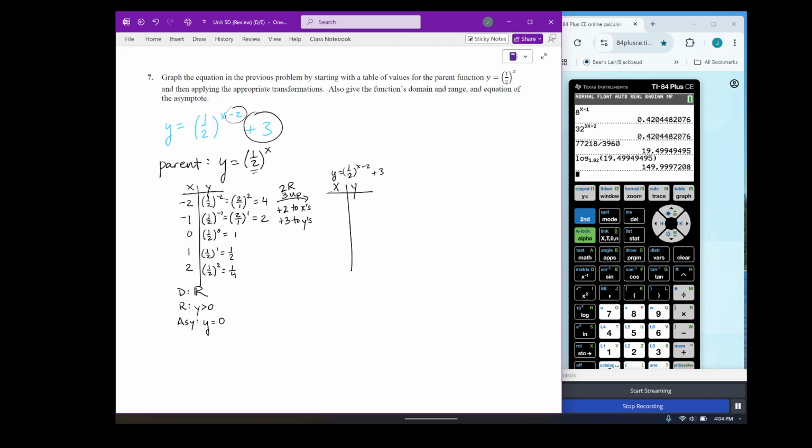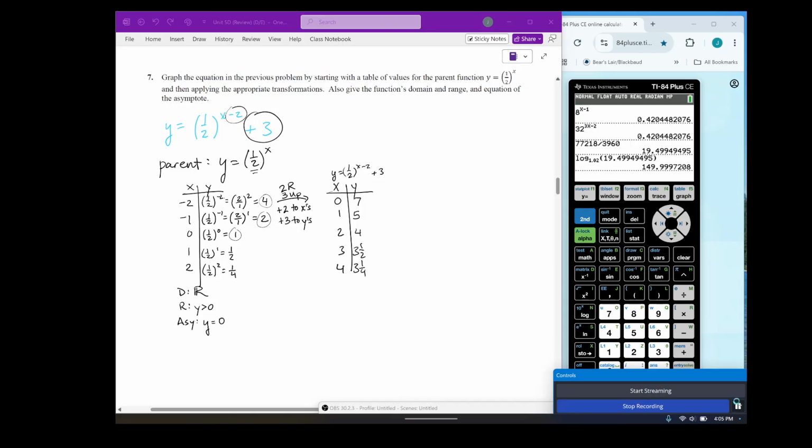So if I add 2 to all the x's, it was -2 plus 2 turns into 0, and then 1, 2, 3, 4. And then add 3 to the y's, so 4 plus 3 is 7, 2 plus 3 is 5, 1 plus 3 is 4, and then 3.5 and 3.25. Hold on one second. Okay, and then let's apply these transformations to here.